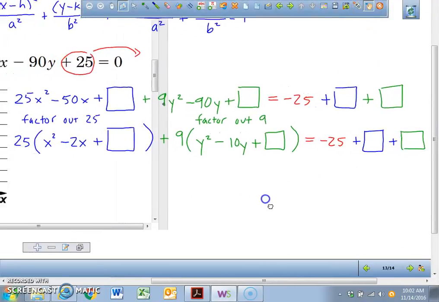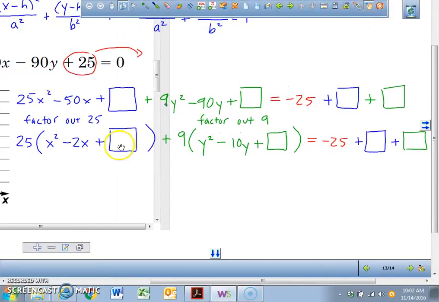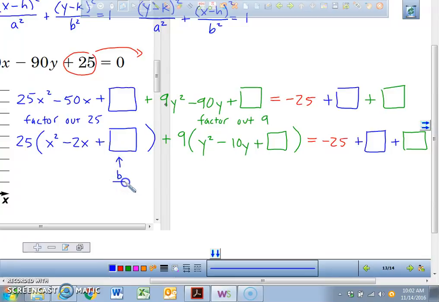Now, this is where it gets a little bit tricky, okay? Because now I need to complete the square. This number right here will always be the b value divided by 2 squared. If you're wondering what the b value is, this is my b value. I'm going to label it. My b value is a negative 2. So go ahead, Ryan. What is half of negative 2? Negative 1. Negative 1 squared is 1. Positive 1. Very good.